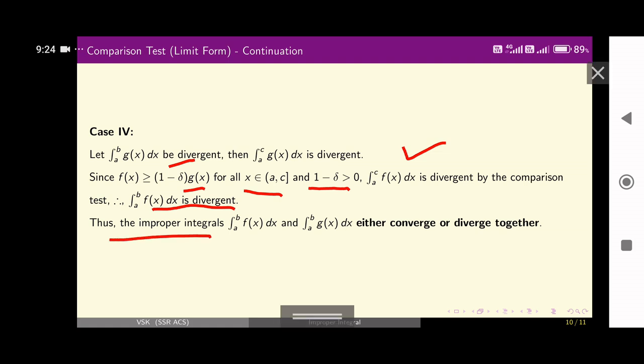Thus, the improper integral of f(x) from a to b and the improper integral of g(x) from a to b both either converge or diverge together.